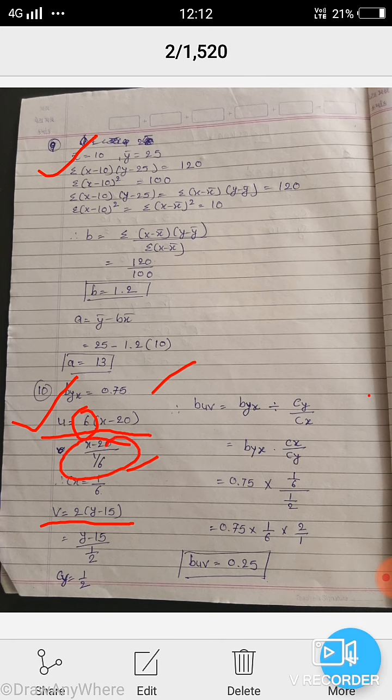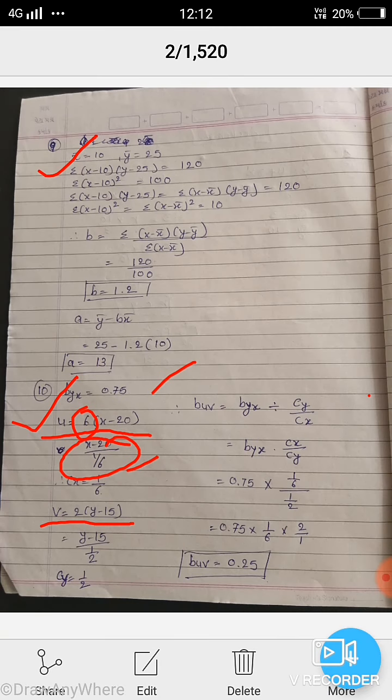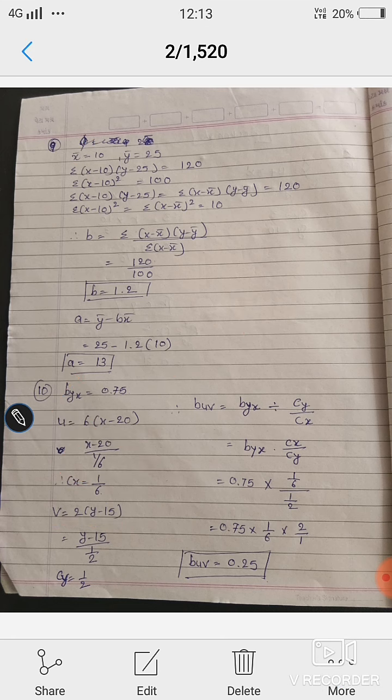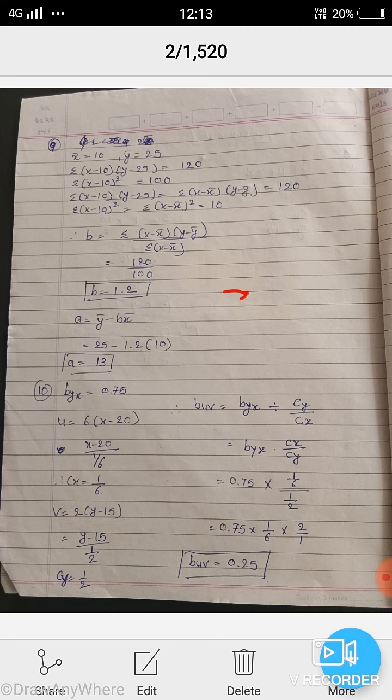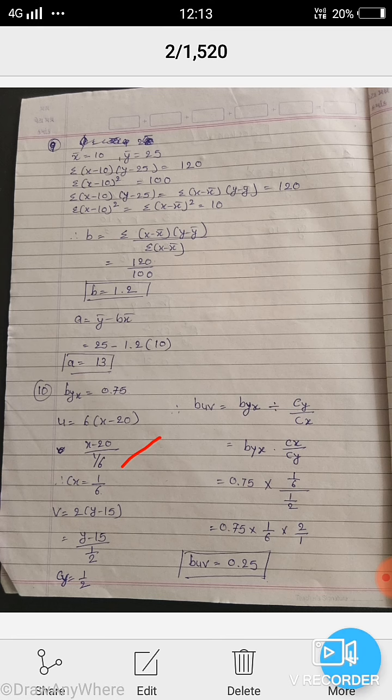This equation becomes our formula, that is x minus a upon cx. So this is the value for the cx. So cx is equals to 1/6.